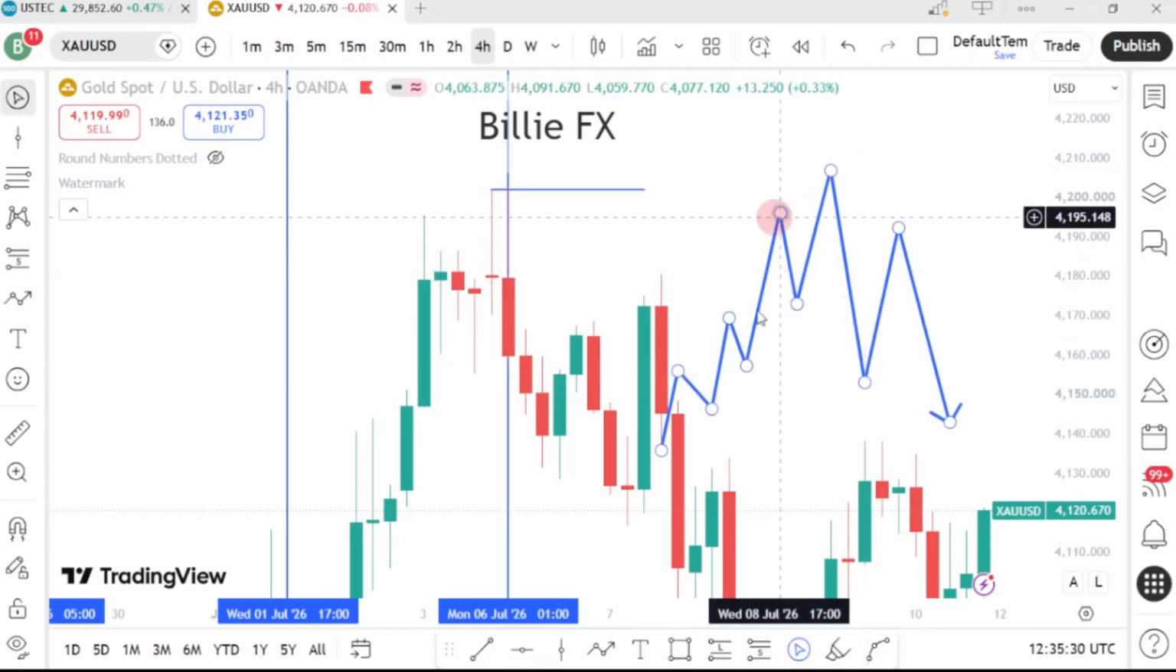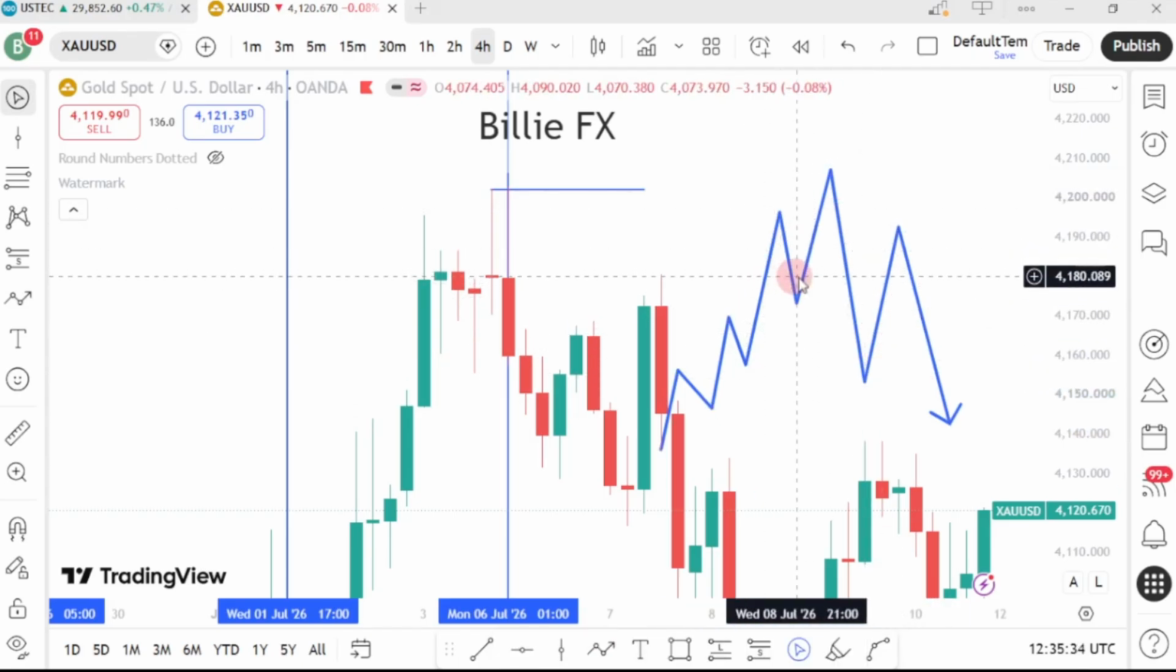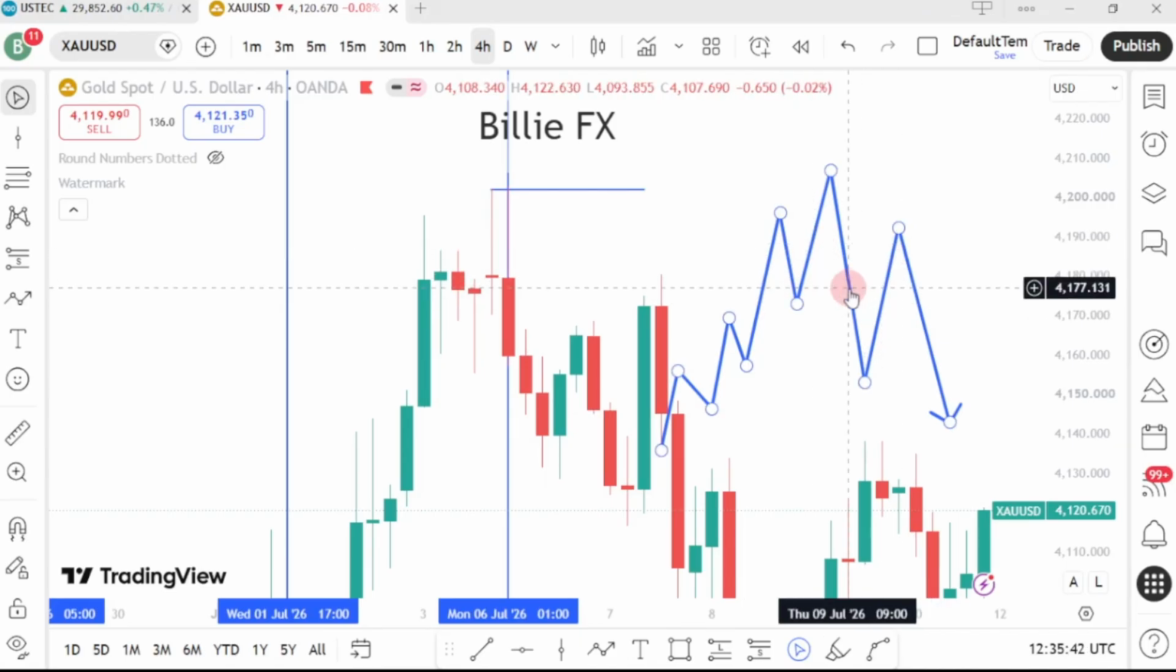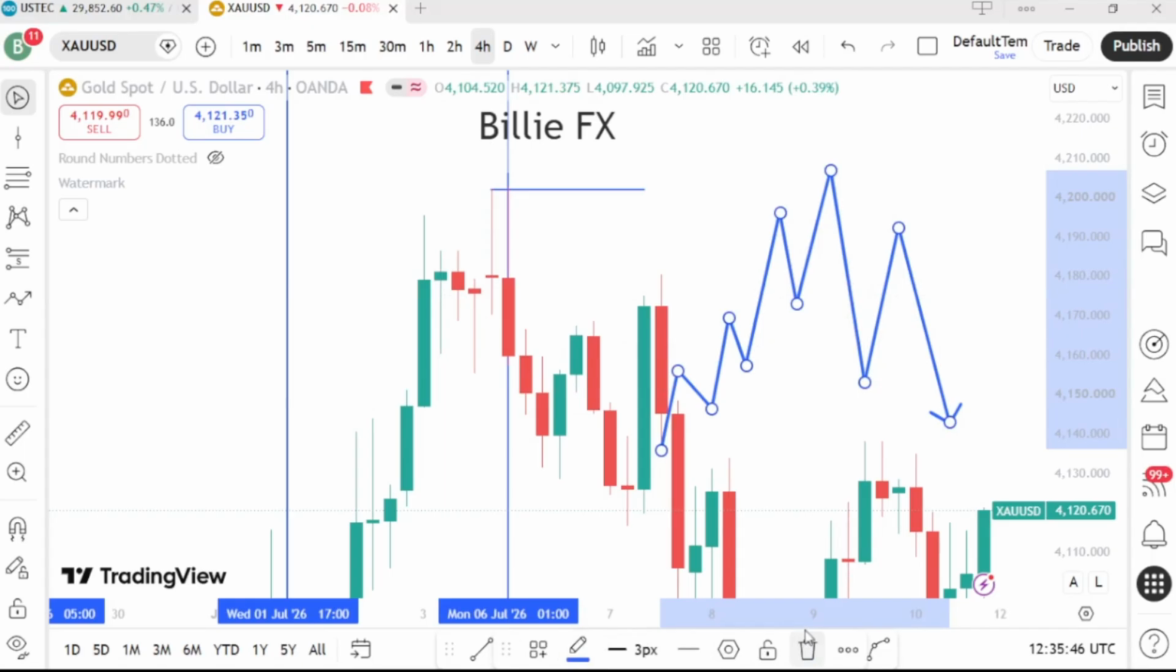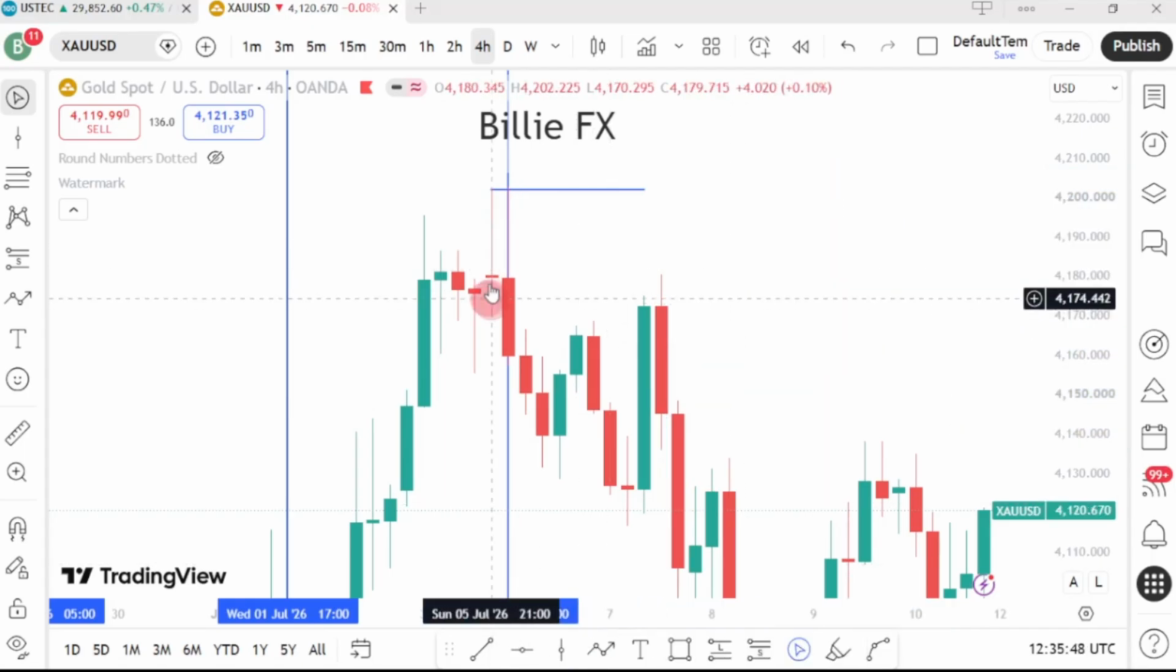So it must be in context with what the market is already doing, not what we think the market is supposed to do. So the market should be already in the same trend direction that you're trying to take the trade towards. That is going to help you a lot, avoid a lot of losses, right?